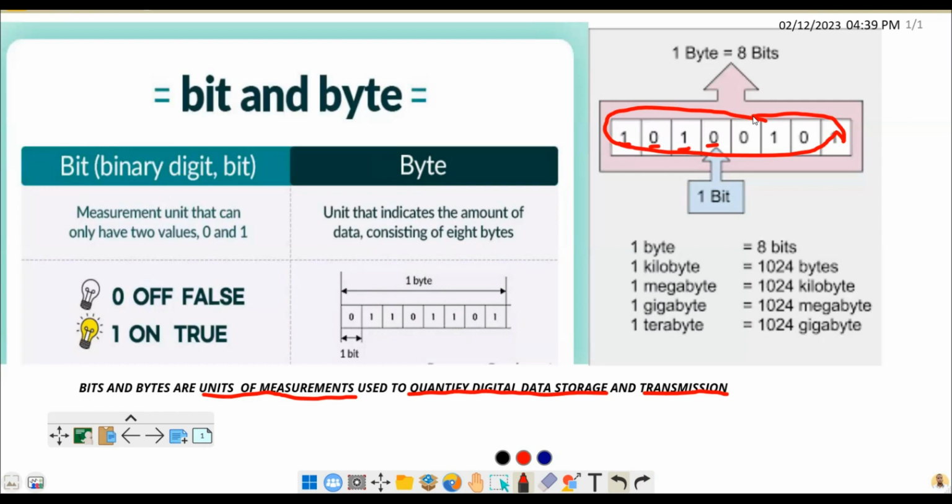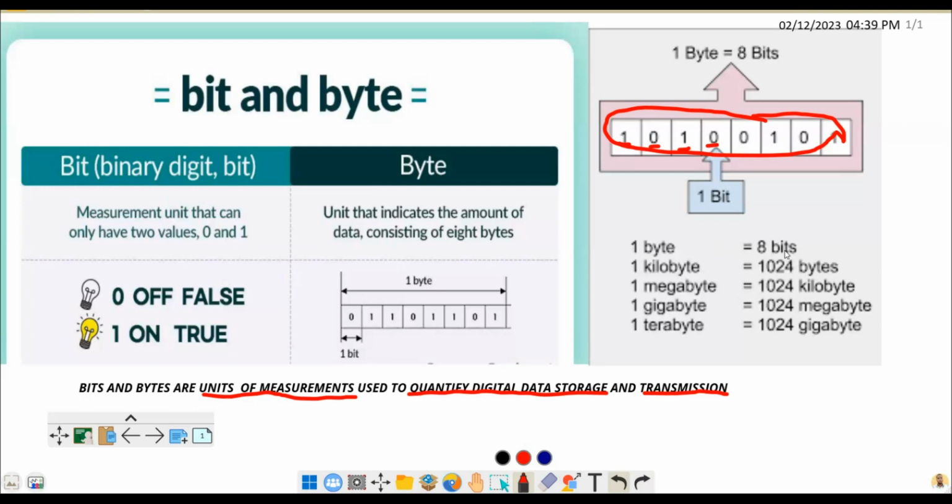A byte, on the other hand, is made up of 8 bits. So you have to count 8 of them: 1, 2, 3, 4, 5, 6, 7, 8. When you count 8 of these bits, you come up with 1 byte. I repeat, 8 bits is equal to 1 byte. As you can see, 1 byte is equal to 8 bits.